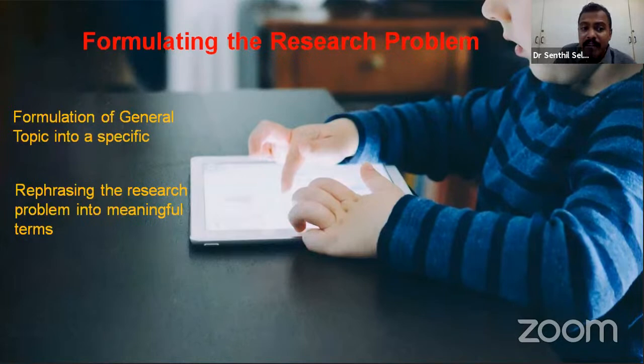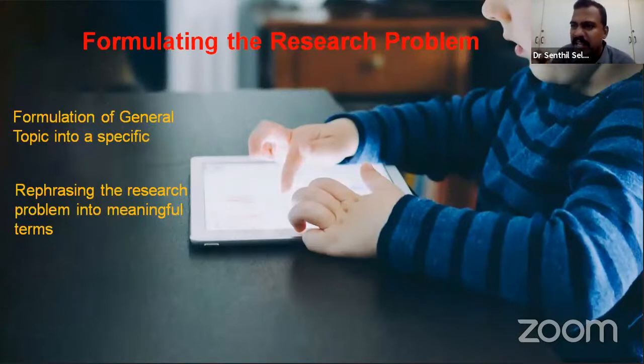After that, rephrasing the research problem into meaningful terms. You should not frame the topic exactly as such. He has to rephrase the research problem. It should be self-descriptive. The topic should be easy to understand. We should not have to read it 10 times or take much time to think about the topic before we understand. Reading it at first instant itself, it should be clearly understood by the reader. So it should be rephrasing the research problem into meaningful terms.